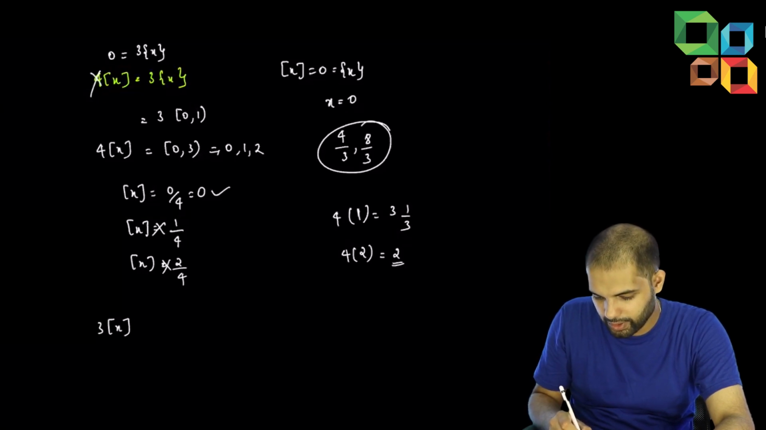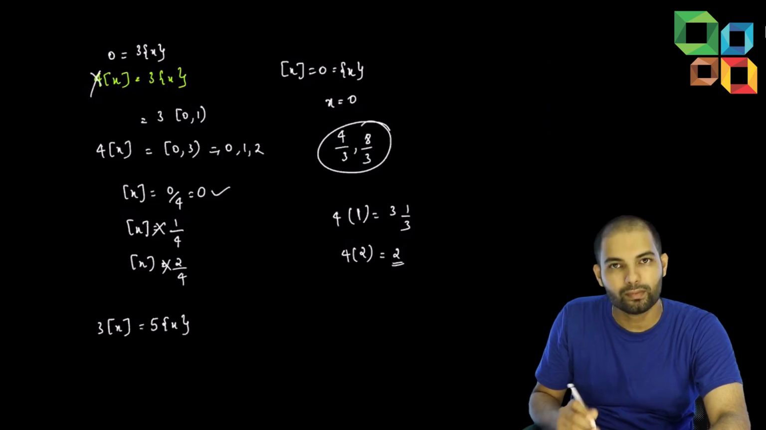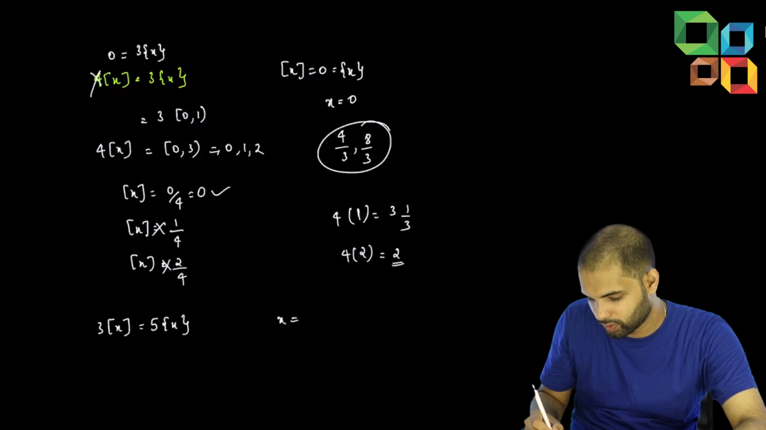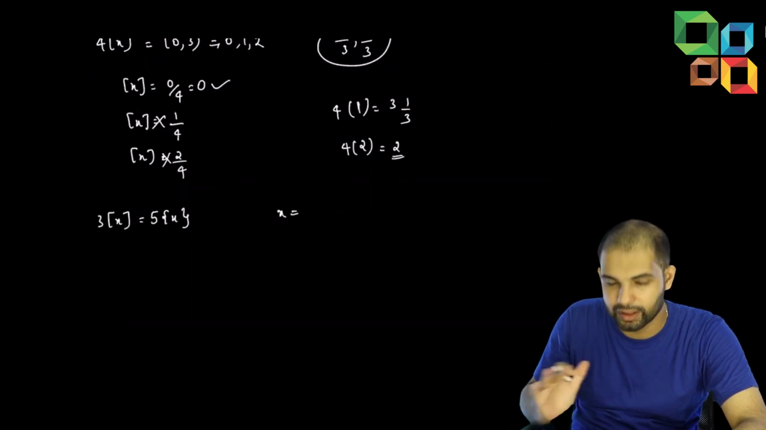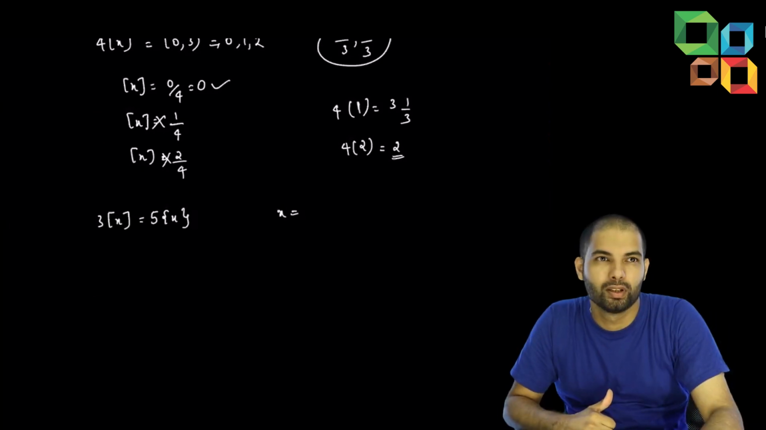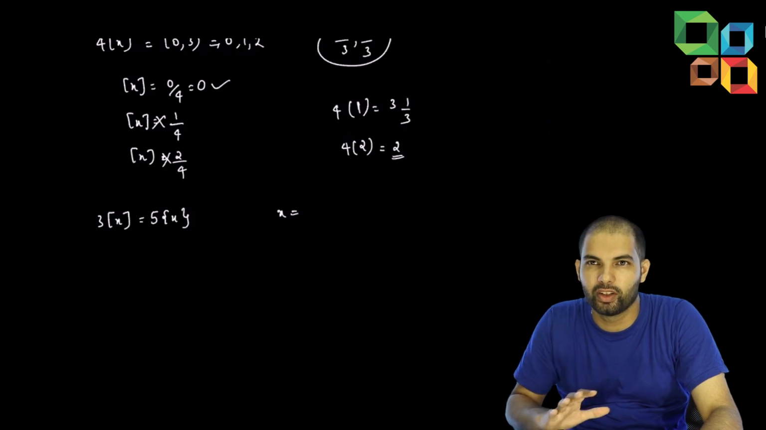3 times integer part is equal to 5 times fractional part. So you can try and give me the final solutions. So if you people can get the answer, then probably we can move on to other problems. If you've got only 0, do you have a justification that no other value is possible?